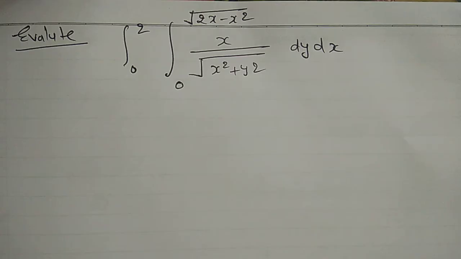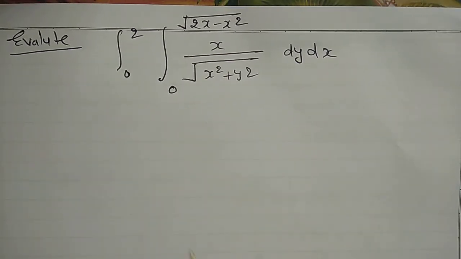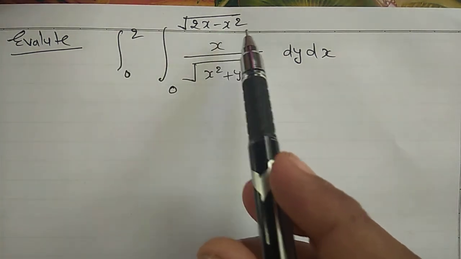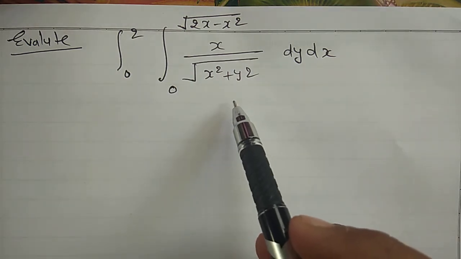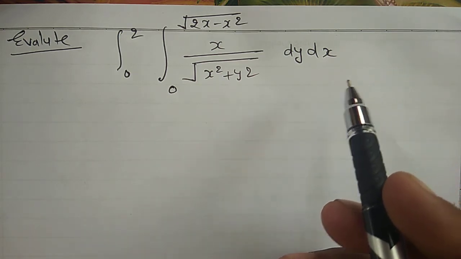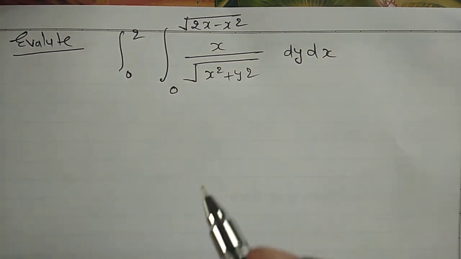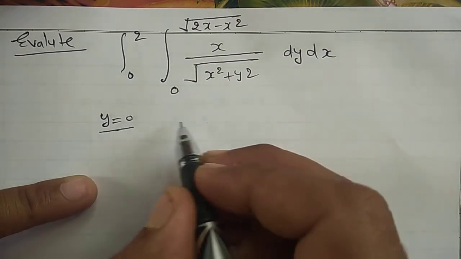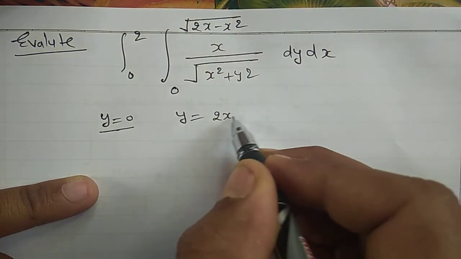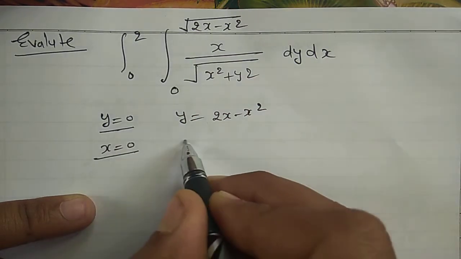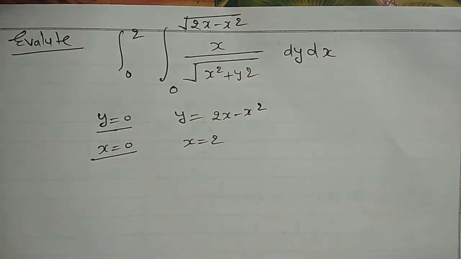Okay, now the next question: evaluate the double integration 0 to 2, 0 to under root 2x minus x square, x upon under root x square plus y square dy dx, by changing to polar coordinates. So here the limits are given. What are the limits? The y limit is y equal to 0, which means the x axis, and y equal to under root 2x minus x square, and x equal to 0 and x equal to 2. So these are the limits of the integration.